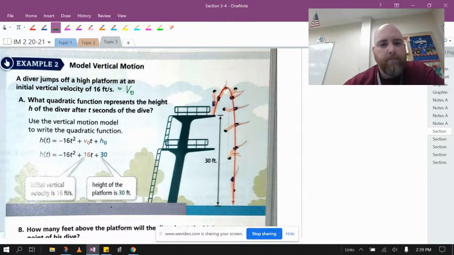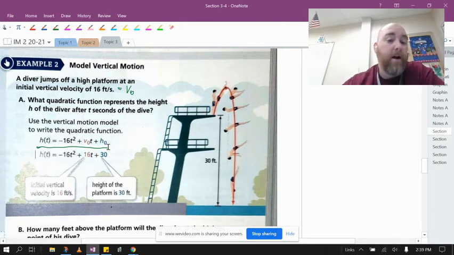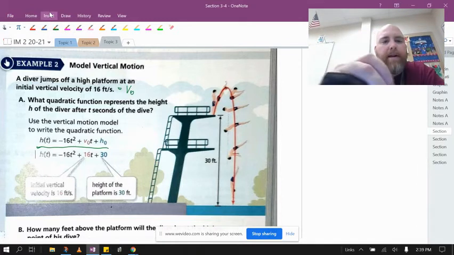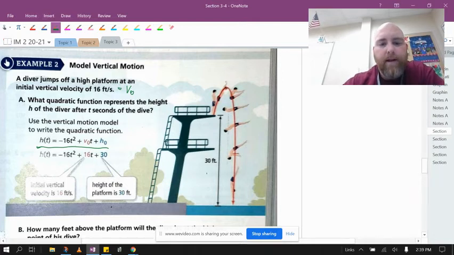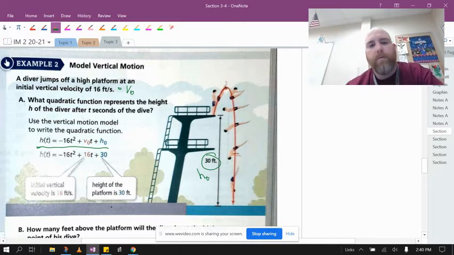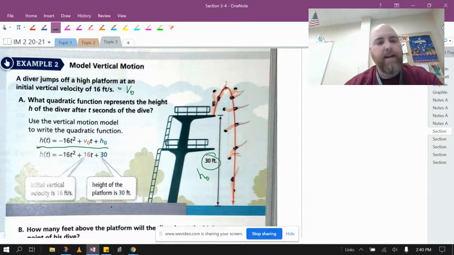Well, we almost have our equation. Again, our initial velocity, V naught, is 16. So 16 goes in front of the t here. It's just substitution. Then we need to have the initial height. Well, the initial height is 30 feet. So we're up on that high platform. So we have our equation, negative 16 t squared, and that's always going to be negative 16. Negative 16 is kind of taken into consideration for gravity. We don't need to know all that, though.